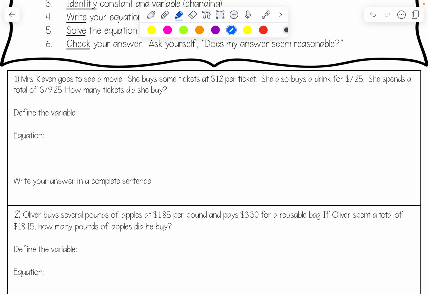So our question here is asking how many tickets did she buy? So that's what we're trying to solve for. I could use any variable I want. I'm just going to use x, and this is going to represent the number of tickets she bought.